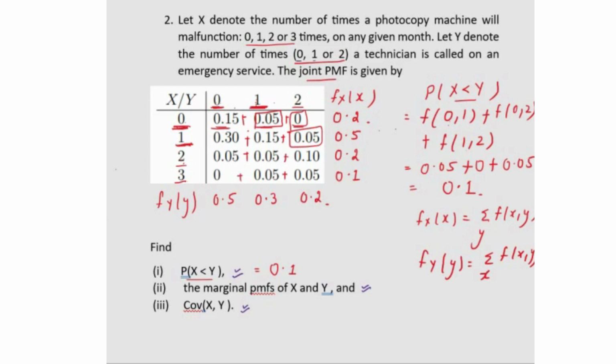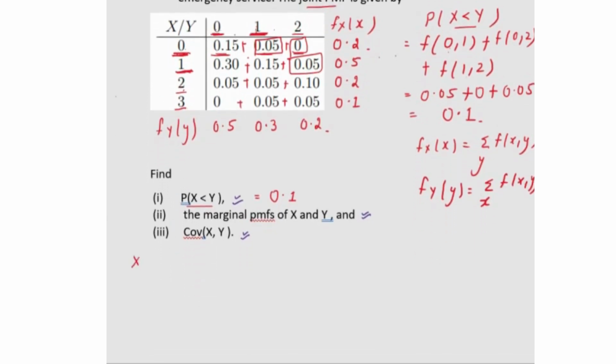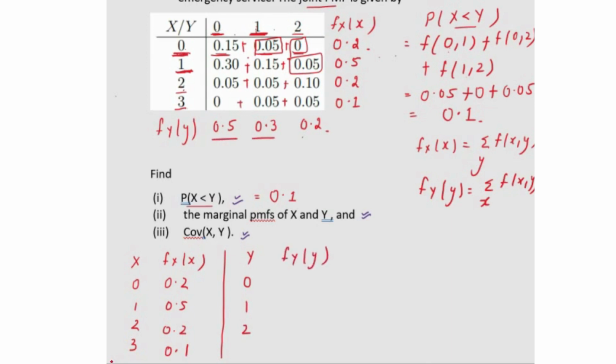So these are the marginal densities of x and y. When we write these marginal densities in table form, x is taking values 0, 1, 2, 3, and fx of x is 0.2, 0.5, 0.2, and 0.1. So this is the marginal density of x. And y is taking values 0, 1, 2, and fy of y is 0.5, 0.3, and 0.2. So these are the marginal densities of x and y.